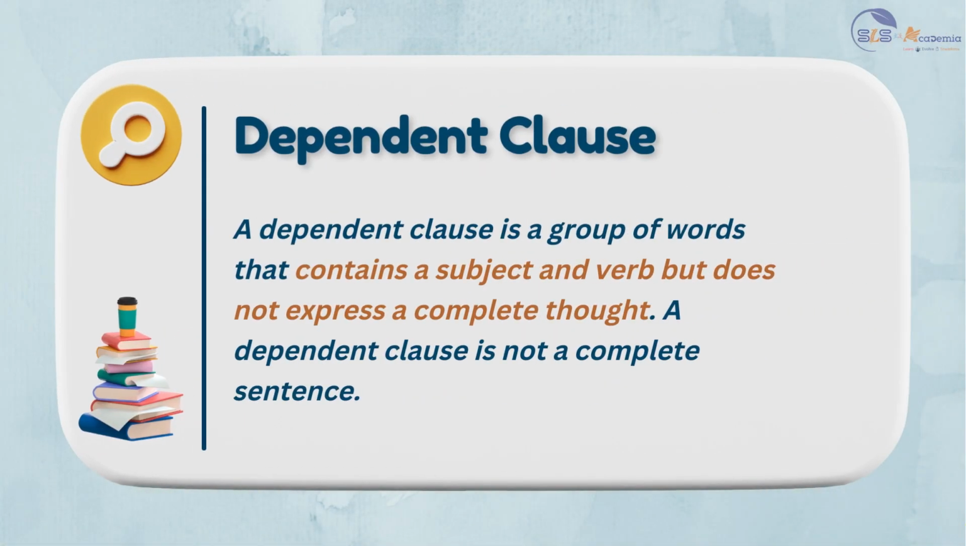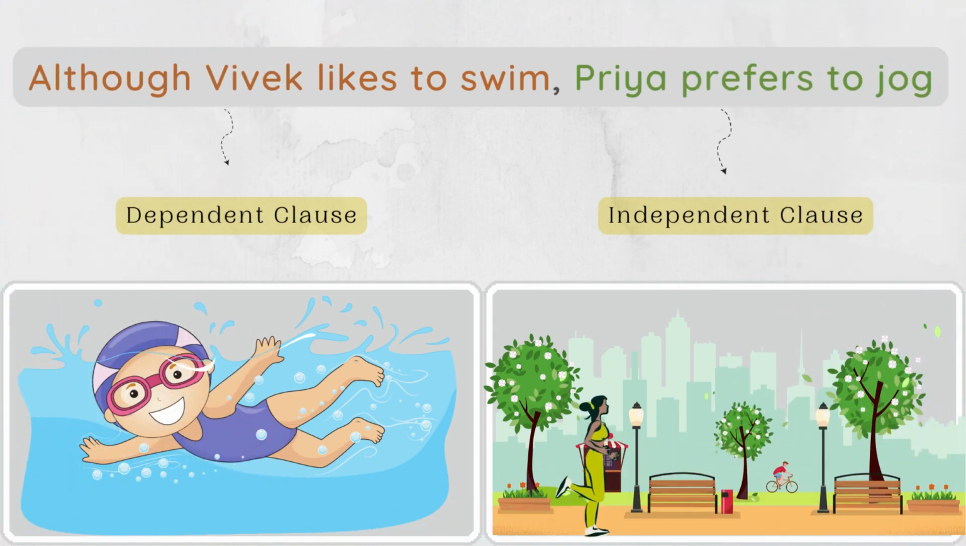A dependent clause is a group of words that contains a subject and a verb but does not express a complete thought. A dependent clause is not a complete sentence. For example, although Vivek likes to swim, Priya prefers to jog. In this sentence, there is one dependent clause and one independent clause.